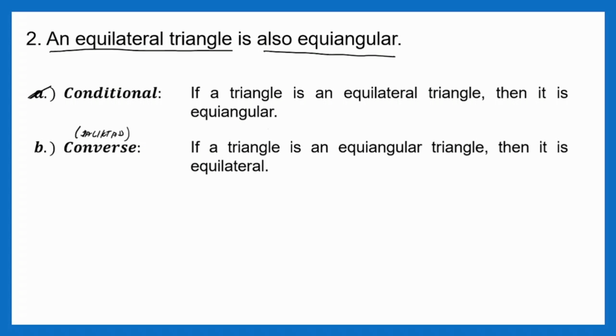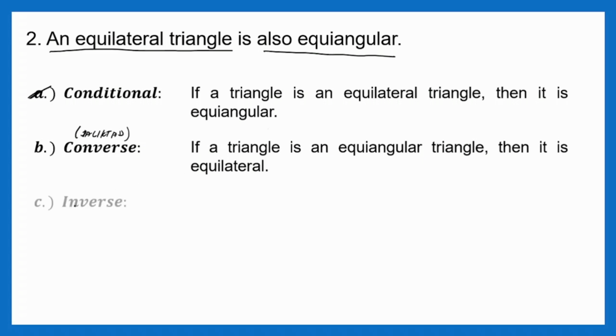Alright? So, kasi, ang descriptor din nito is a triangle din. Triangle din kasi yung equiangular. Alright? Kaya pwede siyang gamitin dito sa ating converse. If a triangle is an equiangular triangle, then it is equilateral. So, that's for the converse.